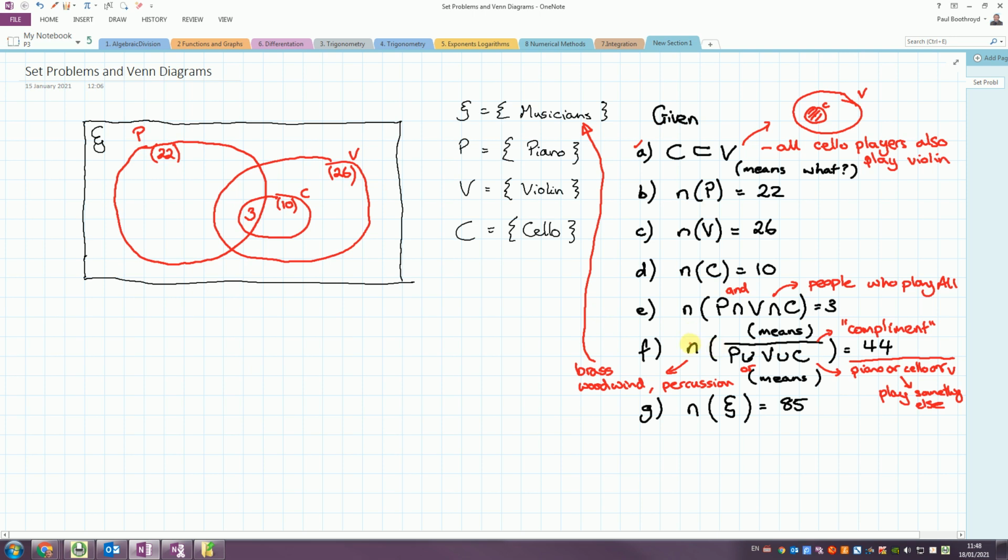So we now come on to people who do not play any of those 3 instruments. There are 44 of them. Where does that go? I'll have a look whilst you try and answer. It's not inside any of these circles, is it? Because there's nobody in there. So it's 44. No, I agree with you, it's inside the square. Does it need to be in brackets?